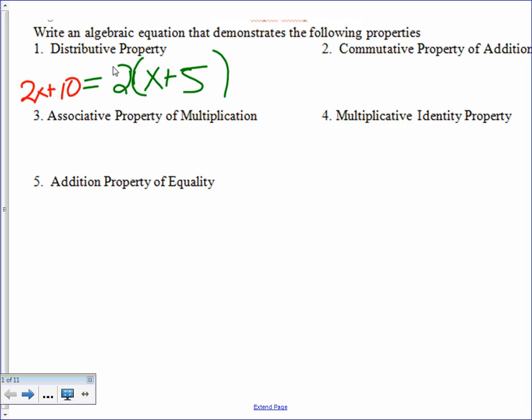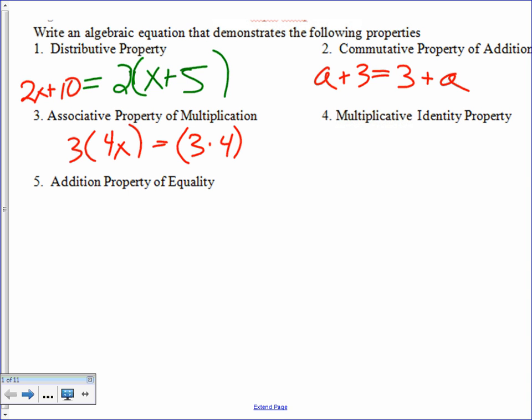The commutative property of addition basically says that if I have a plus 3, that is going to be the same as 3 plus a. Order does not matter when you add. The associative property of multiplication says that, hey, when I multiply, I can regroup things as I see fit. And so the difference between commutative and associative is, in the commutative property, it's things changing order, where in the associative property, what we're changing is what is inside the parentheses.